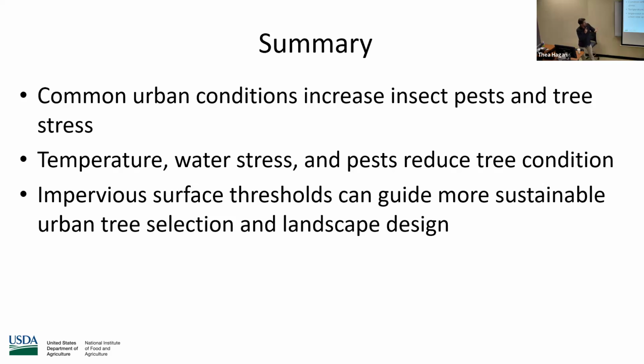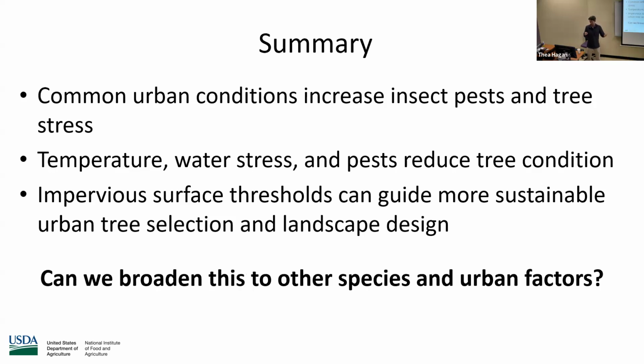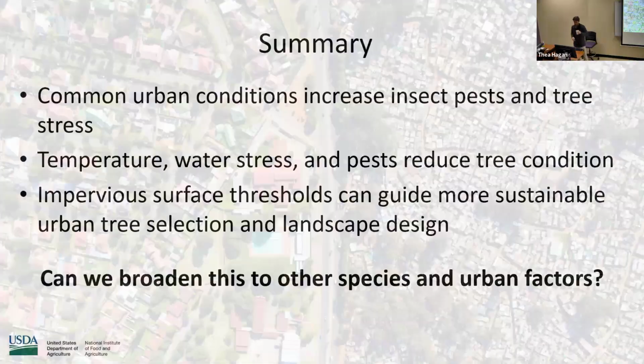So urban conditions increase pulvinaria scales, increase tree stress. Those have outcomes for tree health, but we can use things like measurable landscape characteristics to predict those outcomes and inform our management decisions. But one question is, can we broaden this to other species and other factors associated with urban ecosystems? Because urban ecosystems, again, are very complex systems.